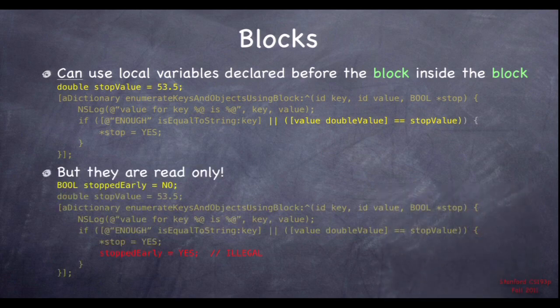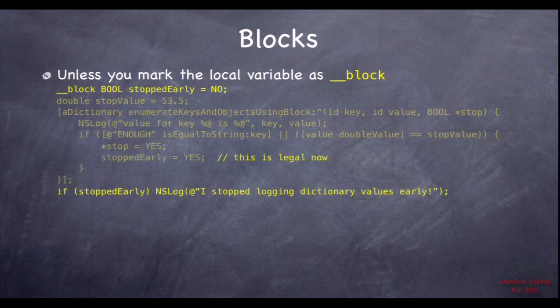Okay? So you cannot say, for example, the red line there, stopped early equals yes, because stopped early is a bool on the stack locally outside this scope, and so you can't say stopped early equals yes there. You see? Okay, so they're read-only. However, if you put underbar block in front of it, now it becomes read-write. And not only that, after the blocks are done executing, at the bottom, it'll have its value.